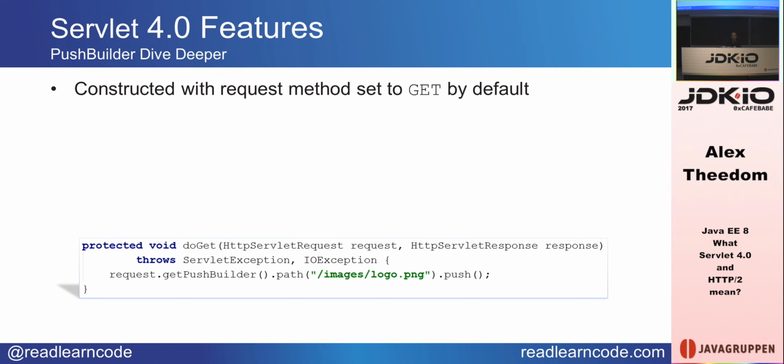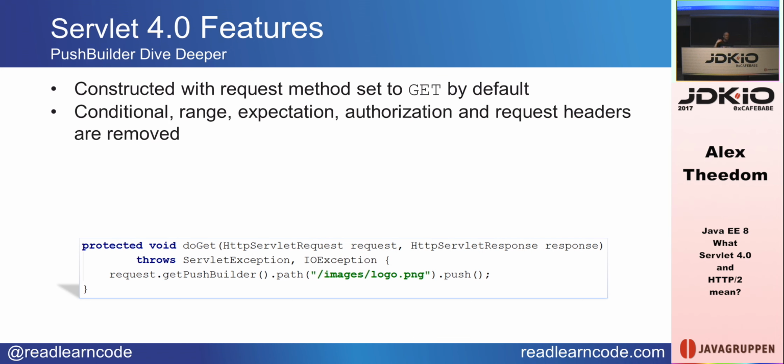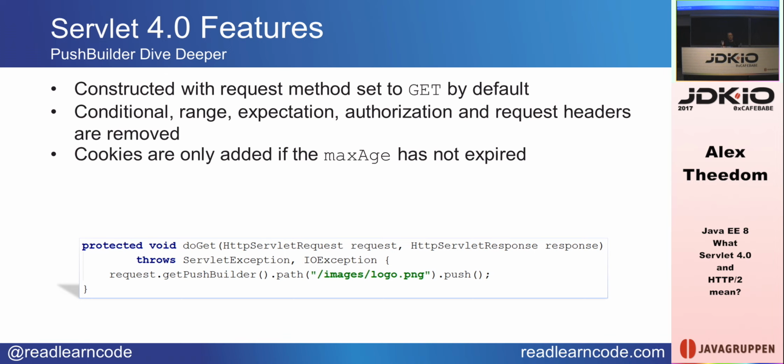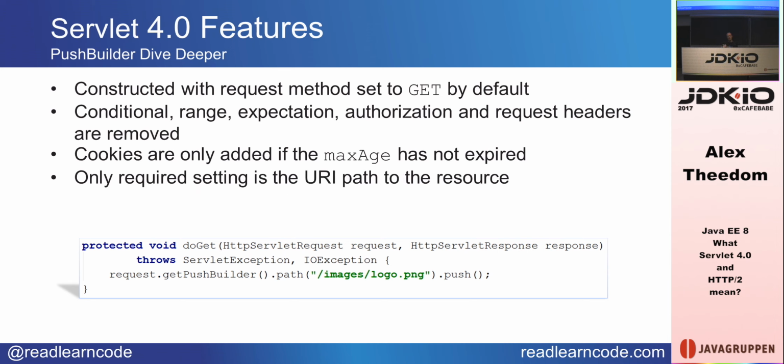So let's have a look at this in a little bit more detail. It's constructed with a single method, which is set to GET. And there's only one method that it can be set to. That's done by default. Various things are stripped out: condition, range, expectation, authorization, request headers. These are all removed. They're not needed for the response. Cookies are only added back if the max age is not expired. Okay. And the only actual requirement is to specify the URI or path of the resource you want to send back. Now, this is done by yourself, or again done by the framework.